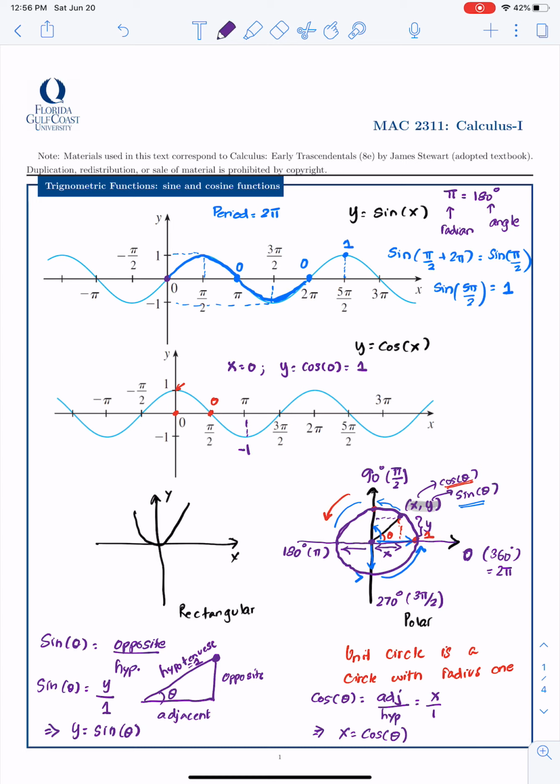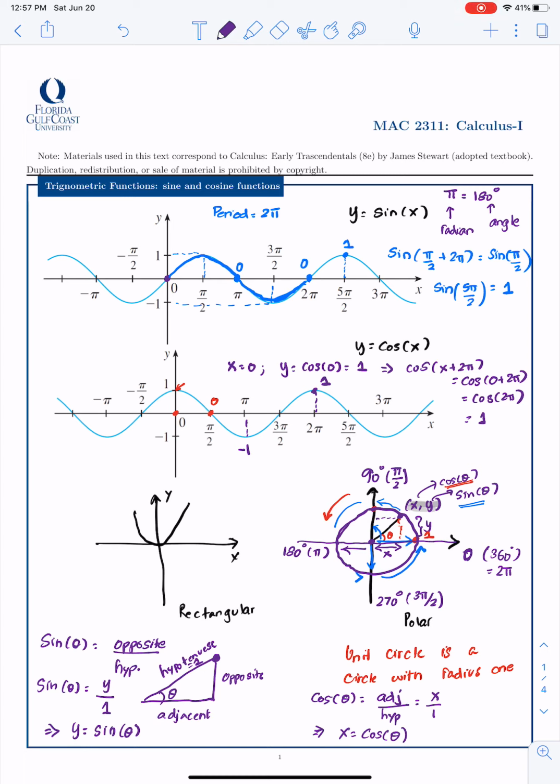So if I add 2 pi to it, cosine of 0 plus 2 pi would give me cosine of 2 pi. And since the period is 2 pi, whatever value that we saw at 0 would also appear at 2 pi. So cosine of 2 pi must be 1. Is that the case? Well, if we come back here, we can see that cosine of 2 pi is 1.